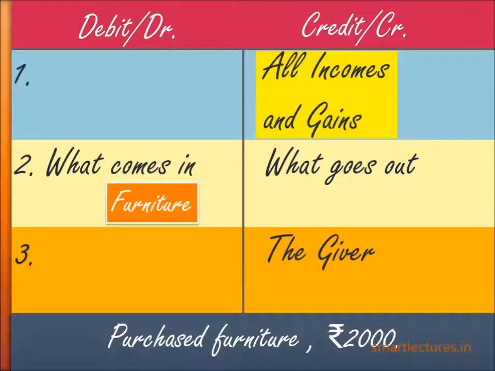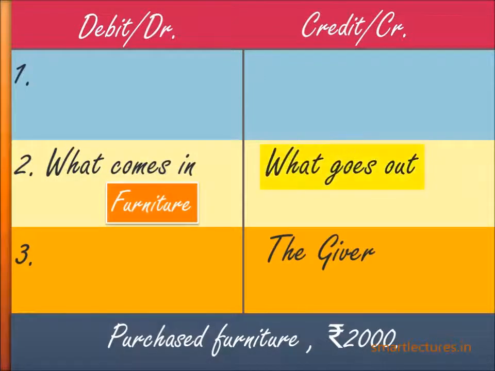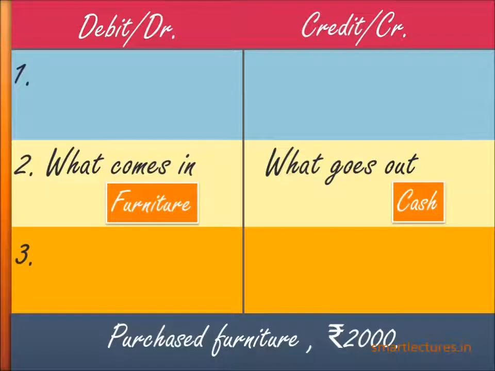Now go to the credit side. Credit all incomes and gains. To buy the furniture is not an income, it's not a gain. Now move to the next option. Credit what goes out. Has anything gone out? Yes, cash has gone out. So write down cash. So we have found the debit and the credit aspect of this transaction.